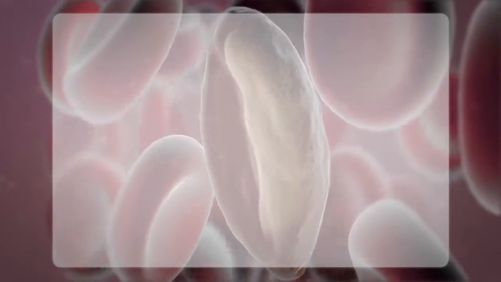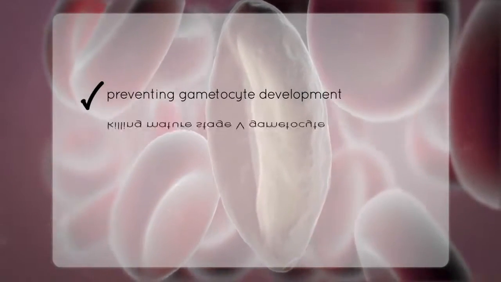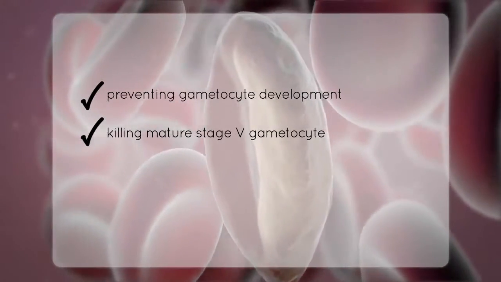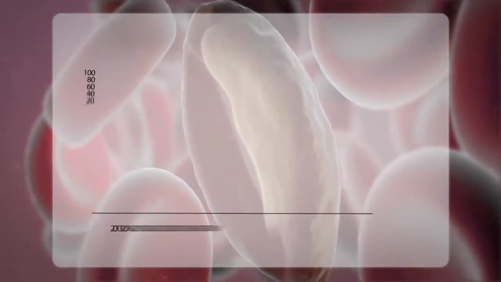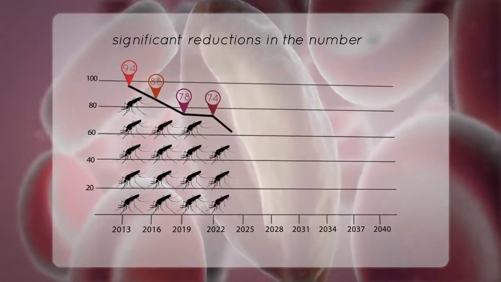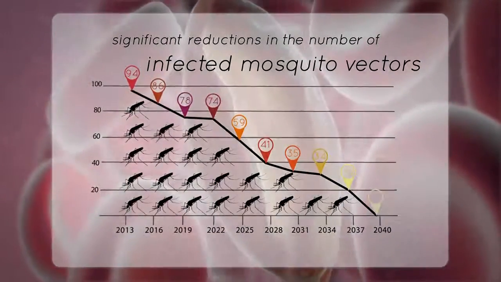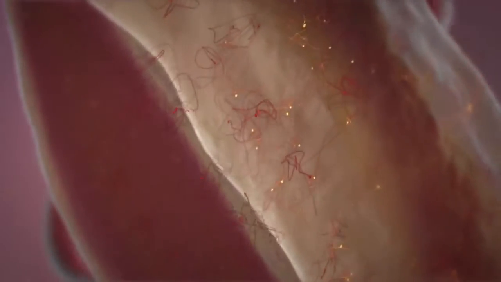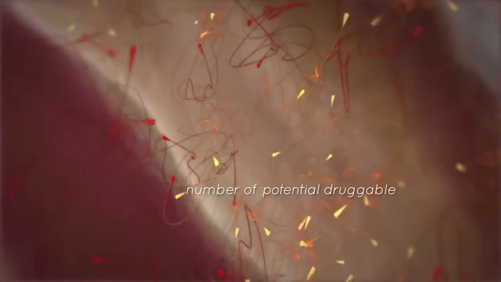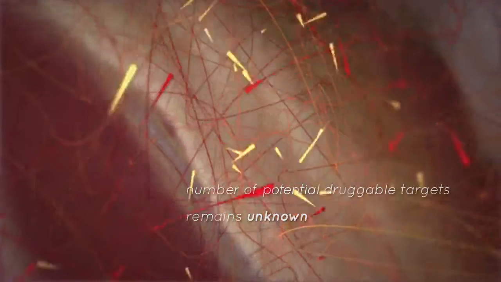Discovery of new drugs that are focused on preventing gametocyte development, killing mature stage 5s in humans, or preventing gametogenesis and fertilization in the mosquito could result in significant reductions in the number of infected mosquito vectors. However, the underlying genetic and biochemical pathways driving gametocytogenesis, and as a result the number of potential druggable targets, remains unknown. In the era of malaria elimination and eradication, research must be focused on breaking the cycle of malaria transmission.